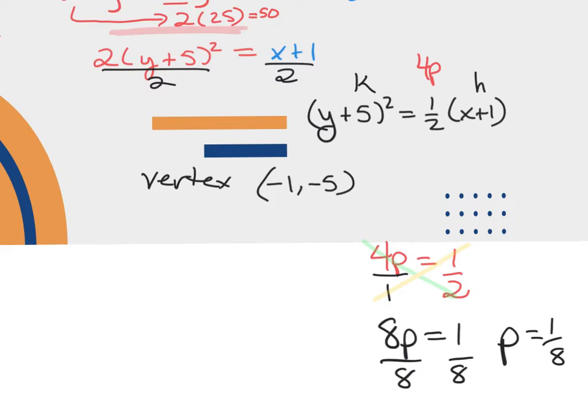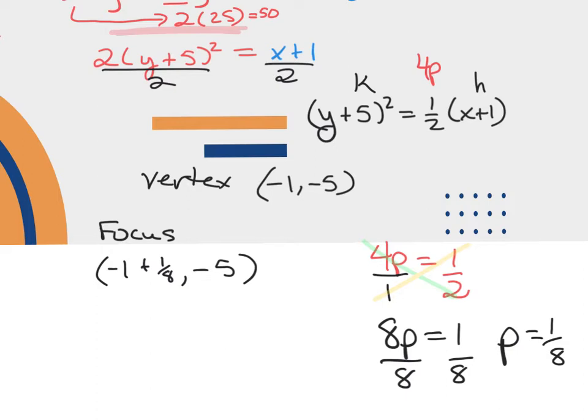Again, remember the value of P is how far away the vertex is from the focus, and how far away that vertex is from the directrix. So in order to get the ordered pair for my focus, I'm going to take the vertex, and I'm going to be adding the p-value to the non-squared variable. So my non-squared variable was x, so I'm going to add 1/8 to the x of the vertex. Yes?